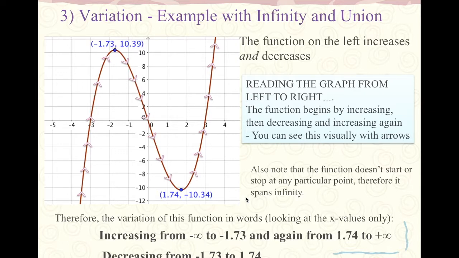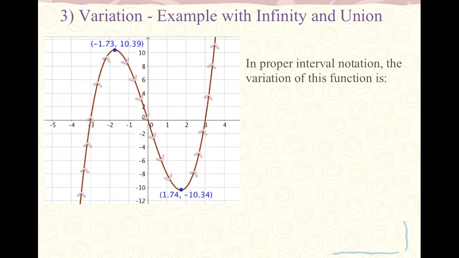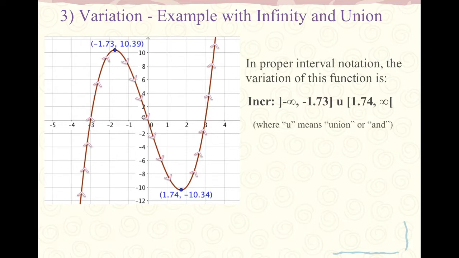So how do we write this in fancy interval notation? In proper interval notation, we say that it's increasing from open bracket, negative infinity to negative 1.73, close bracket, union, because there's another instance, 1.74 to positive infinity. You could literally have 5 different increasing intervals as long as you union them. The U means union, or you could see it as "and" in this case. And the only time it's decreasing is from negative 1.73 to 1.74, close bracket.